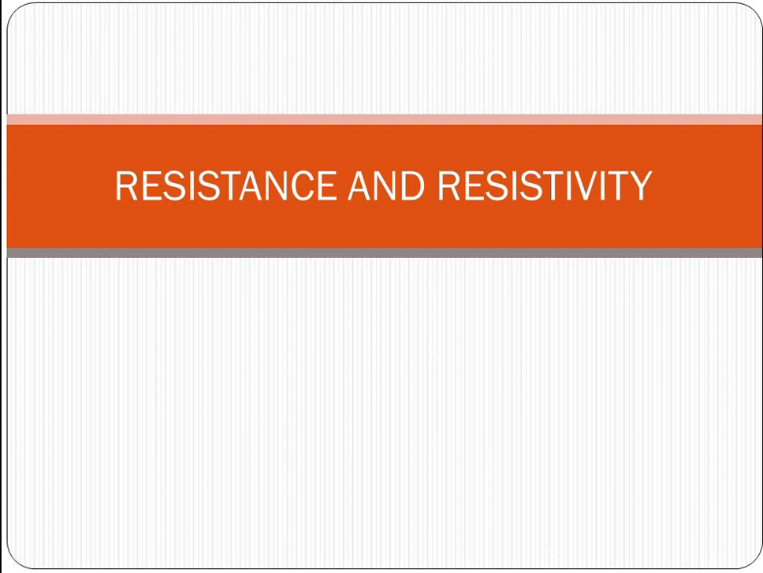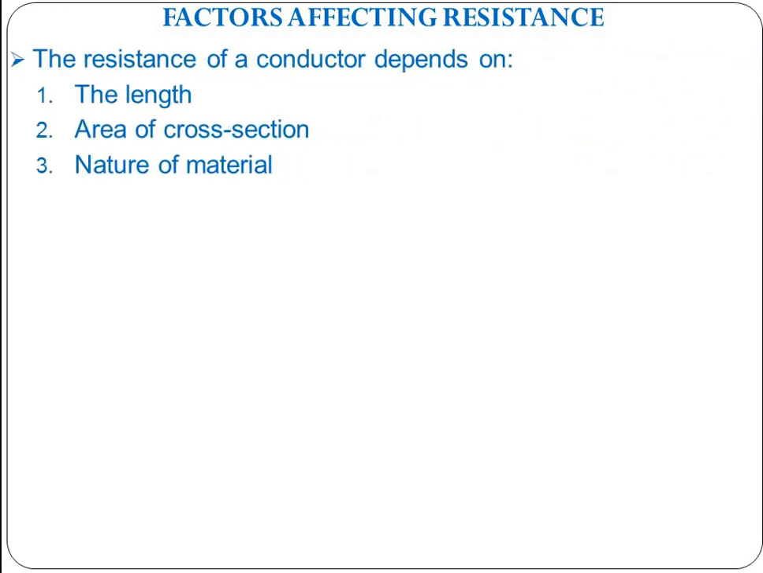Hello students, in this video I am going to talk about resistance and resistivity and how they are different from one another. Children, we know that resistance is the hindrance or opposition offered by a conductor to the flow of charges. There are certain factors like the length, area of cross section and the nature of the material that affect the resistance offered by a conductor.